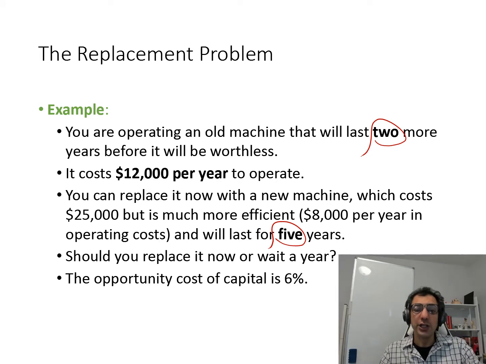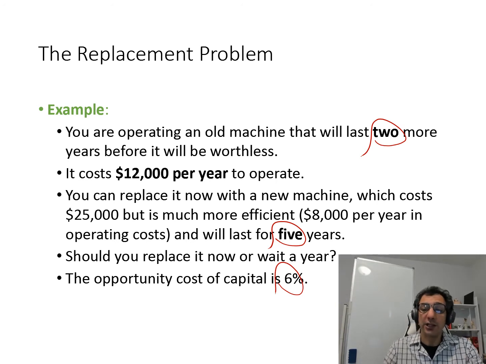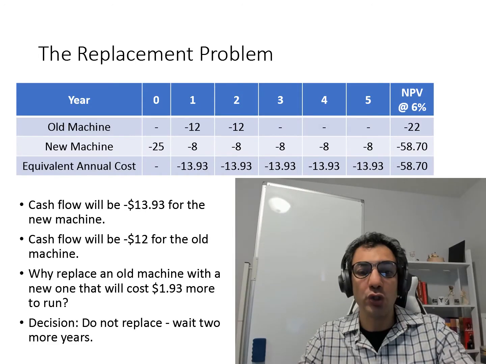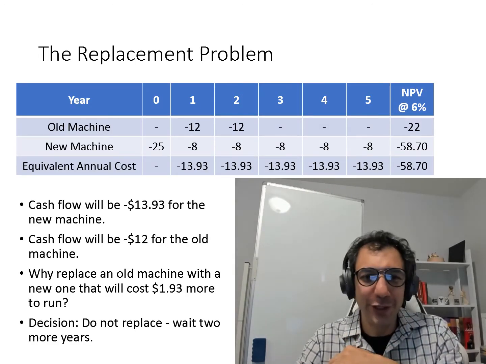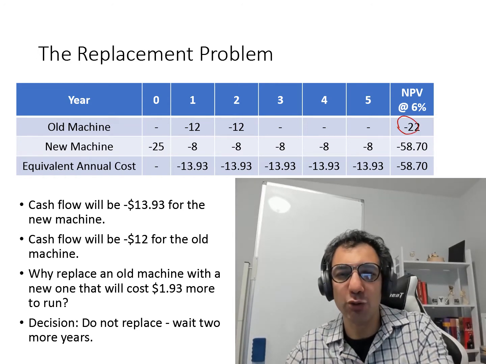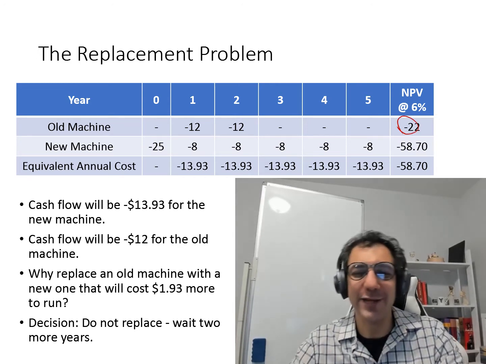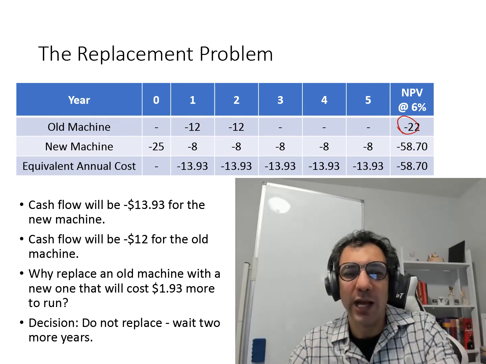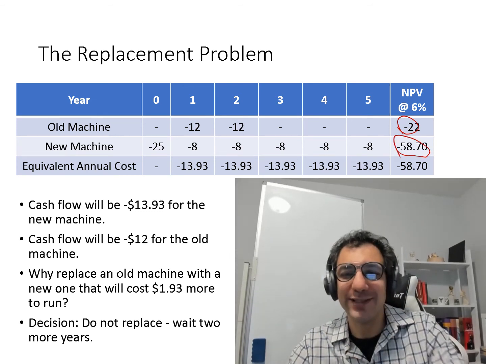And for sure, you have different cash flows. The question here is, should we go ahead and replace the old machine, or should we stay with the current one? Let's assume the required return in this case is 6%, so we can use this to discount all the cash flows. So we can go ahead and calculate the NPV of both machines. When we calculate the NPV for these two machines, we see for the old machine, the NPV at 6% is negative 22, negative because it's just about the cost, and for the new machine it is negative 58.7.